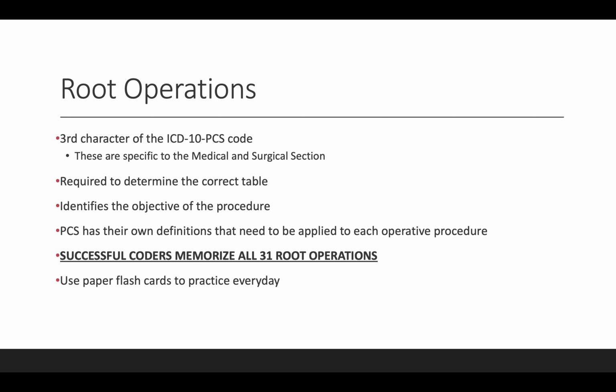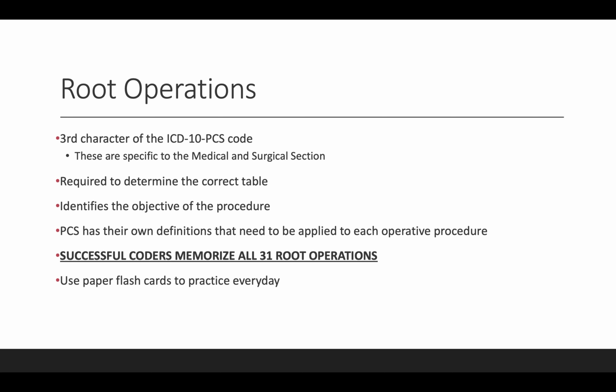And it is a third character required to find and determine the correct table. In order to determine the correct table, you need the section, which is medical and surgical in this case, the number 0. The second character is the body system, and the third character is the root operation. The root operation identifies the objective of the procedure.